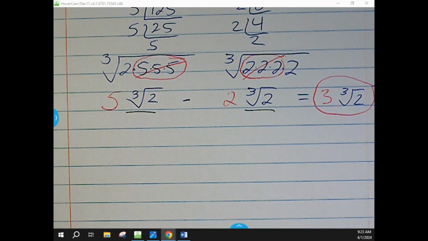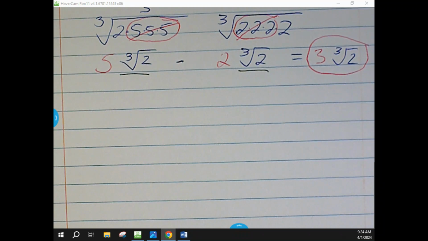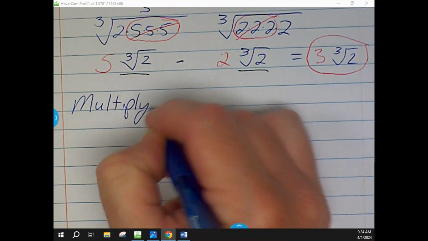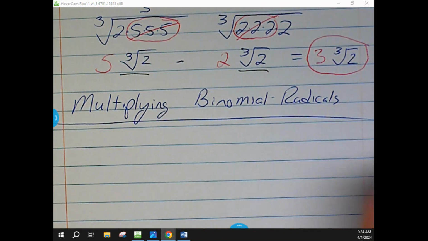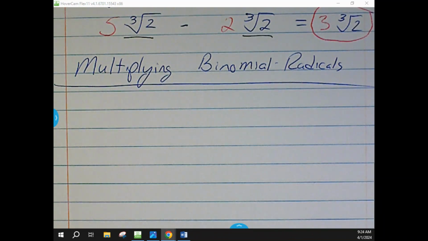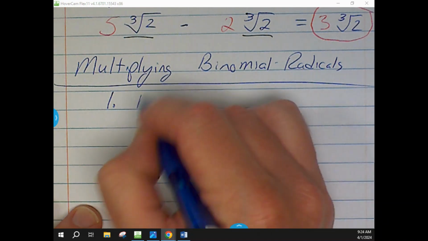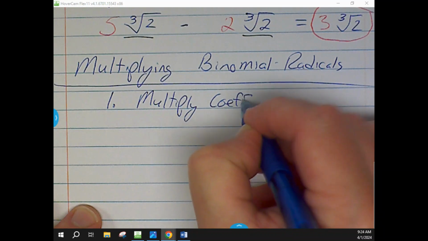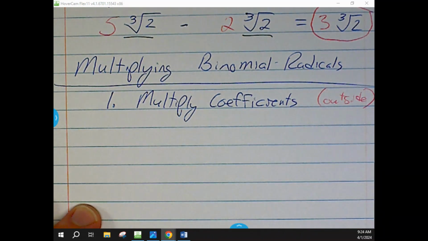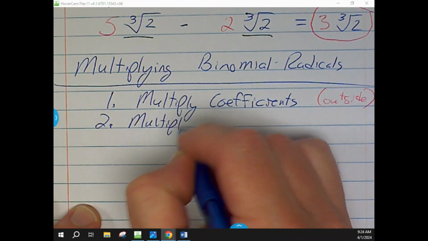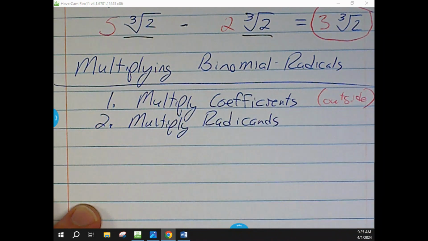All right, now let's show you multiplying. I think that would probably get us about as far as we can get today. Okay, and again, basically different rules. Adding and subtracting, you've got to just add and subtract the coefficients in front. You don't do anything to the radicals. If you're multiplying binomial radicals, it's a different set of rules. So you're going to multiply your coefficients. Again, your coefficients are on the outside. You're going to multiply your radicands, which are the numbers on the inside.